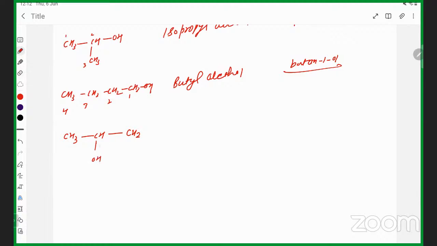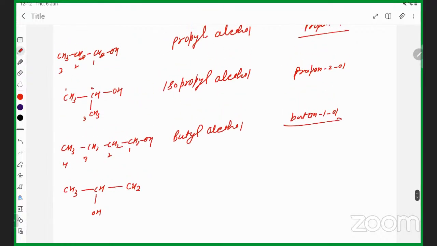Wait. We are talking. Sir, what is the IUPAC name for isopropyl alcohol you wrote? What? Okay, got it.